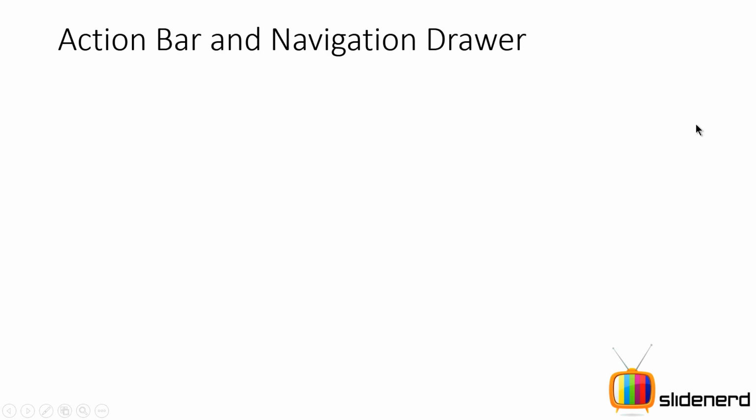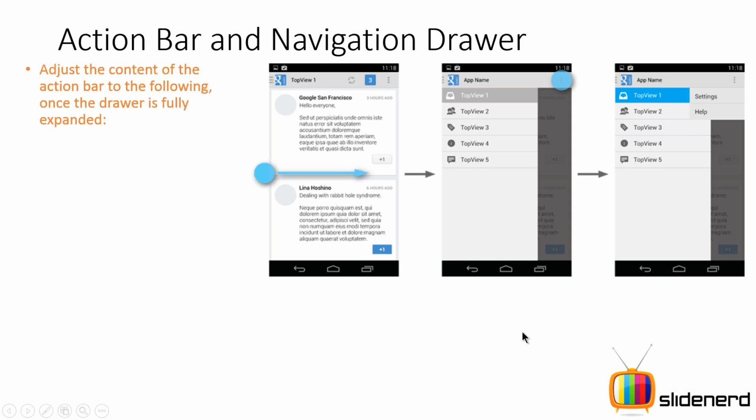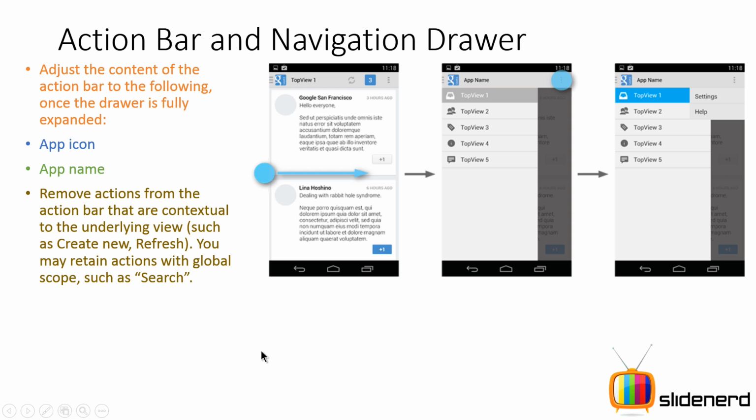So what do you do with the action bar and the navigation drawer? Now take a look at this again over here. You have to adjust the content of the action bar depending on the status of the navigation drawer. When the navigation drawer is expanded, you want to make sure that the app icon over here is something like this. You have to make sure the app name is according to the screen that the user is selecting. And of course, avoid the contextual actions from being shown when the navigation drawer is expanded.